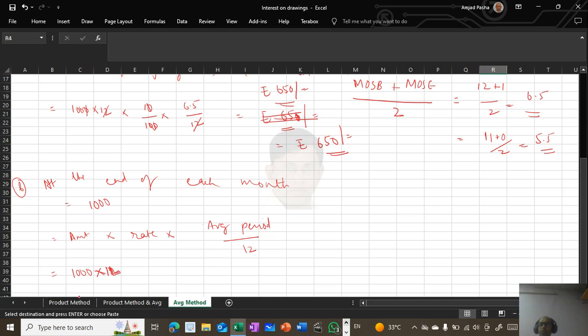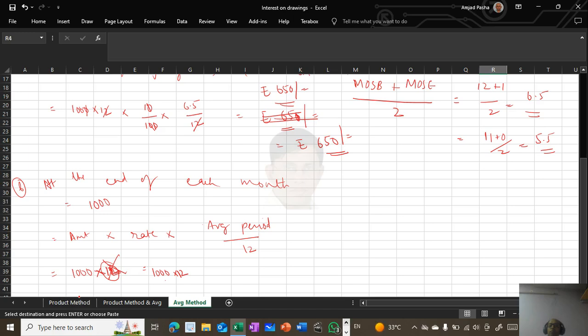So it will be 1000 into 12. Why 12? Because he has withdrawn on 30th April. So April also he has withdrawn, and 31st March also he has withdrawn. So every month he has withdrawn. So all the 12 months he has withdrawn, not 11. Okay, so never 11, don't write 11, this is wrong. So it should be 1000 into 12.